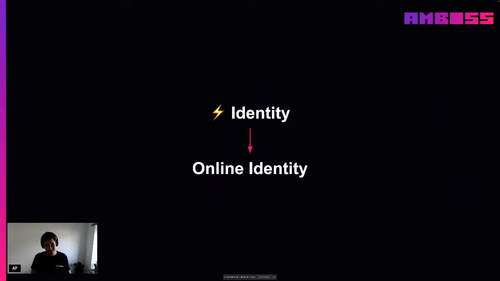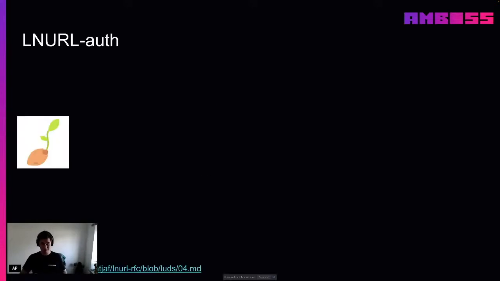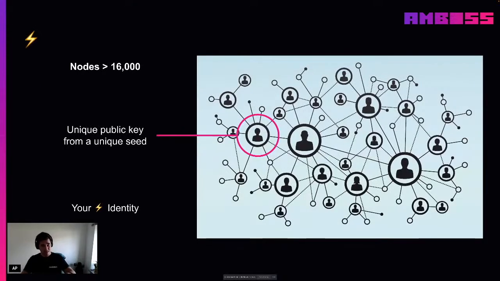So how can we take this Lightning identity to be an online identity? How do we form this connection between the two of them? Is it even possible, right? So the first example would be LNURL-auth. It's a very simple protocol. I put the link where the specifications are at the bottom of this slide. But it all starts off with the seed. And the seed is what is used to derive your public key, right? So it's behind that unique identifier that everybody can see.